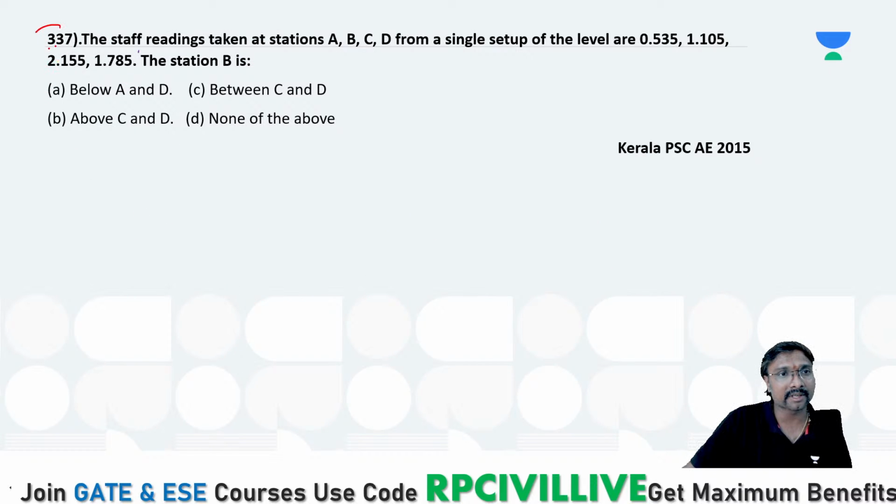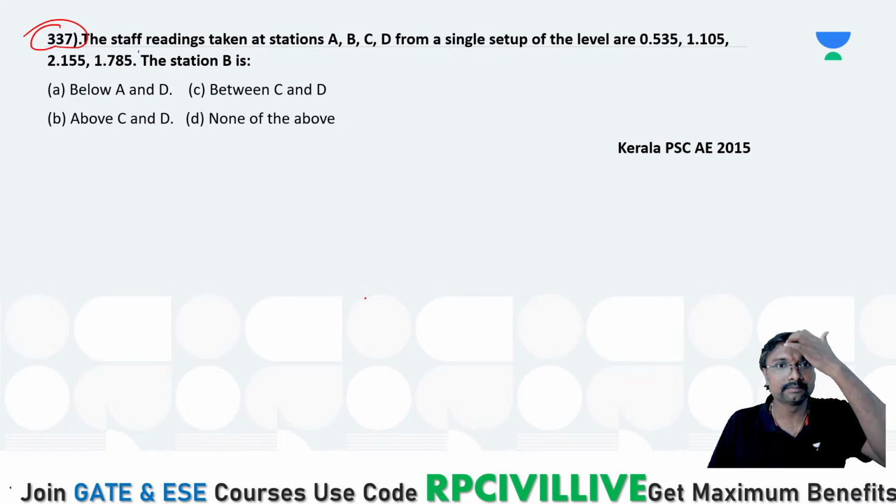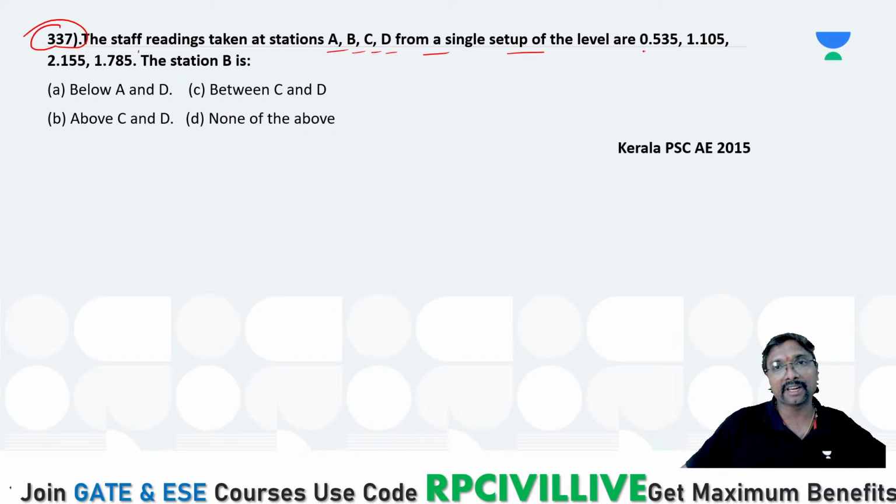Now select the answer for this 337 question, everyone. From here onwards, numericals on leveling are started. Select the answer, everyone. The staff readings taken at stations A, B, C, D from a single setup of the level are 0.535, 1.105, 2.155 and 1.785. Then the station B is. Where is the station B, you can say?